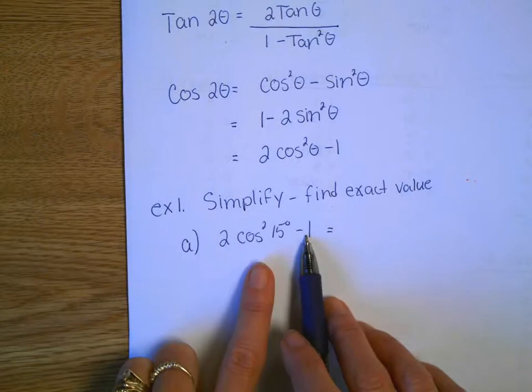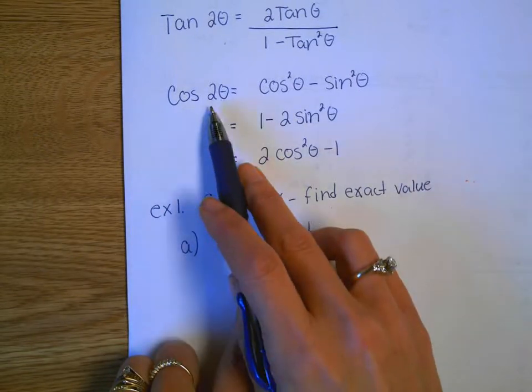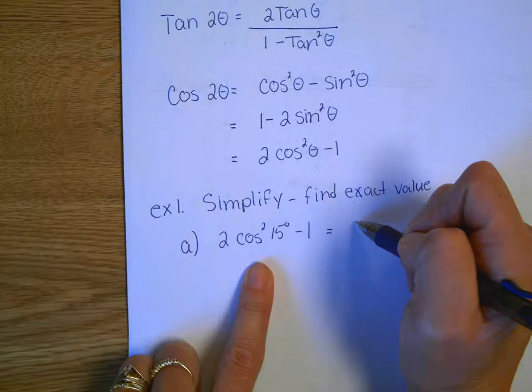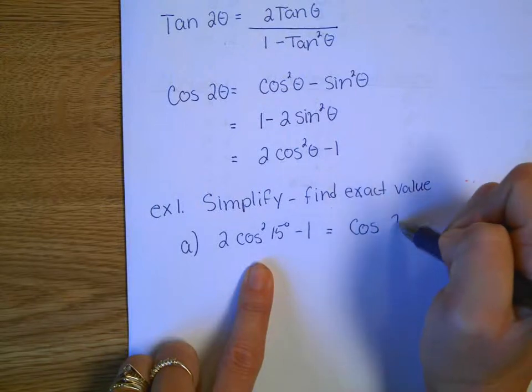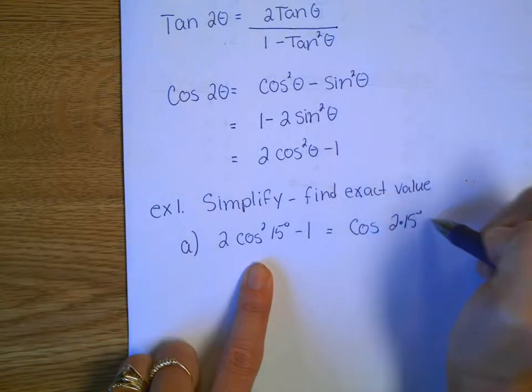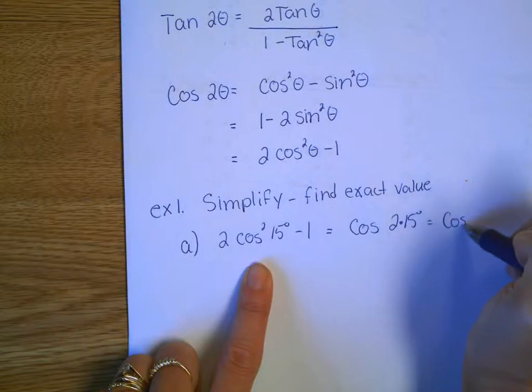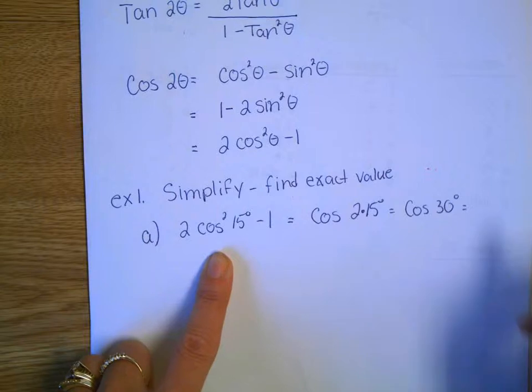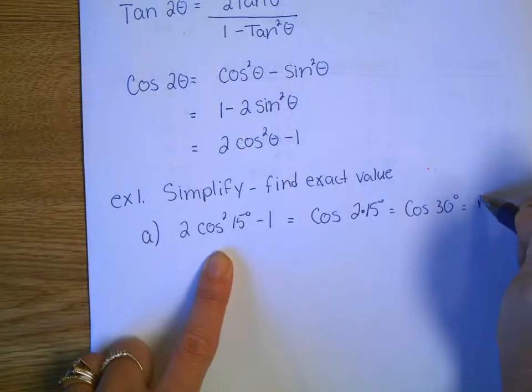What would this simplify to? Cosine of double whatever the angle is. So it's the cosine of double what? 2 times 15. What's 2 times 15? Cosine of 30. Is that on your sheet? Yeah. What does it simplify to? Just a moment. The root of 3 over 2. Very good.